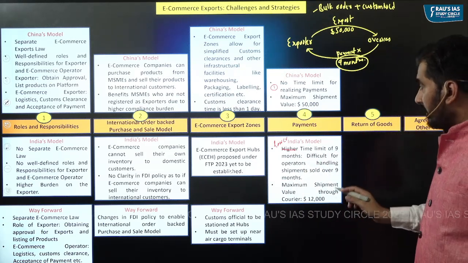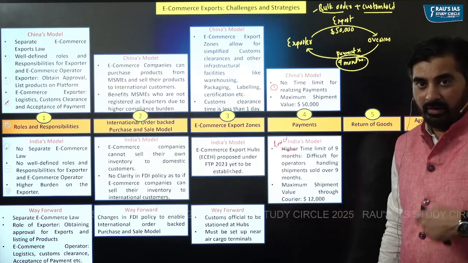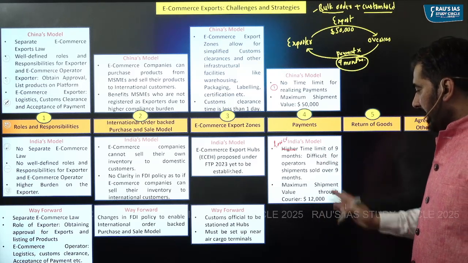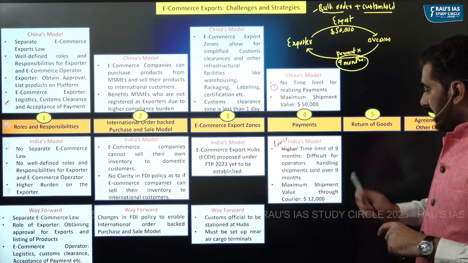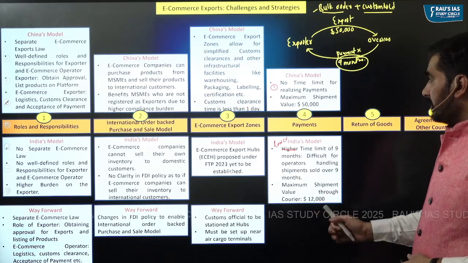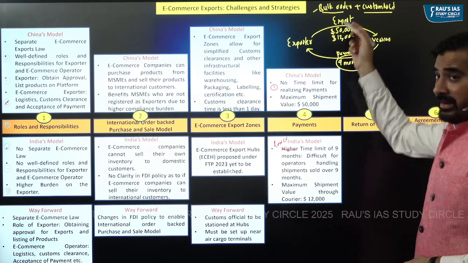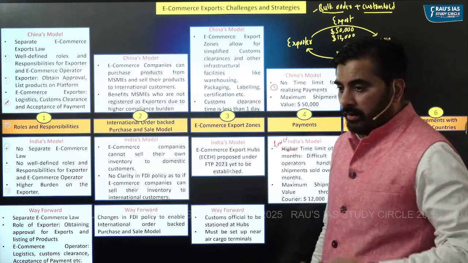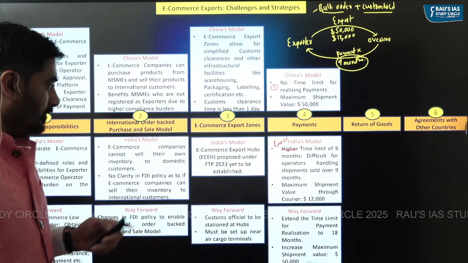It is being said that for bulk orders or customized products, the time limit for accepting payment should be more than 9 months. Second, in India, the maximum value of shipment is just 12,000, unlike China, where it is 50,000. So the value of the shipment which can be exported through e-commerce should increase. So those are the two things here.